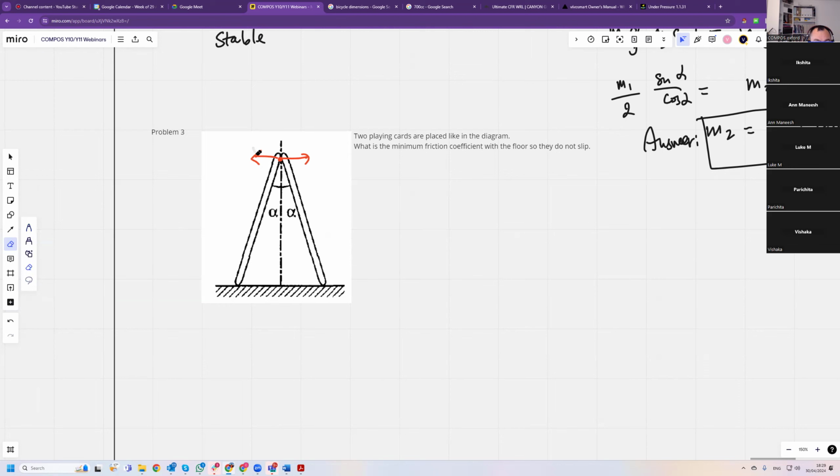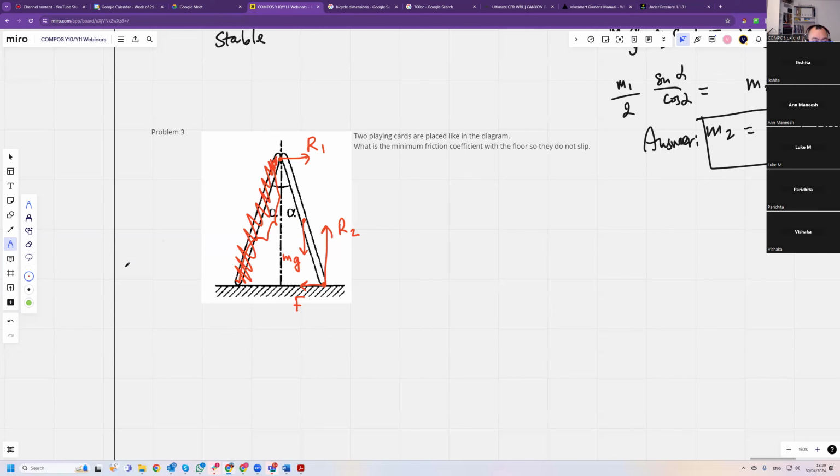Well, we'll only draw one card. So forget about the existence of this card. We're only interested in this one. So there's a normal reaction here. Let's call it R1. There's a normal reaction here. Let's call it R2. And there's a friction force here, F, just F. And there's a gravitational force here, mg. Okay. That's it. That's the four forces.